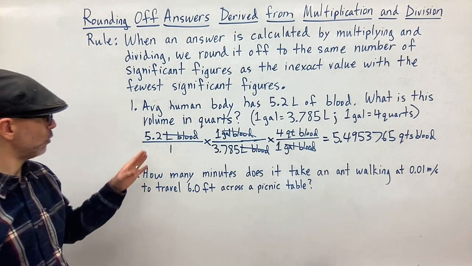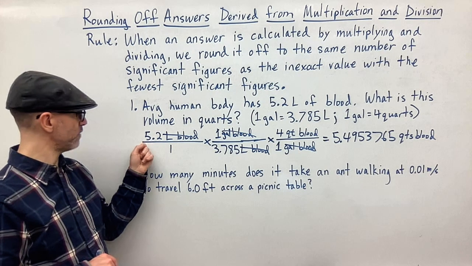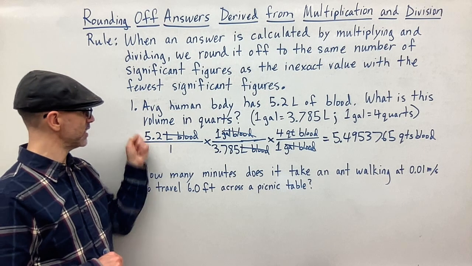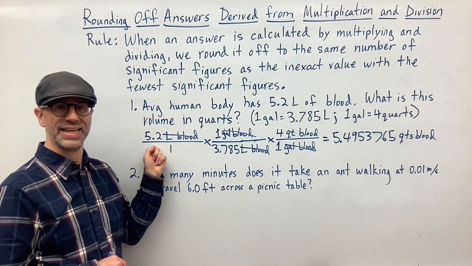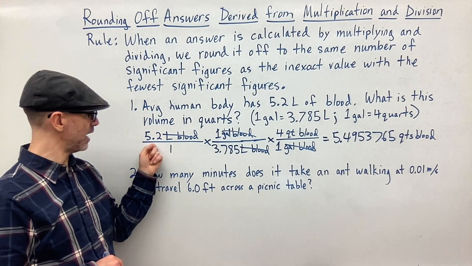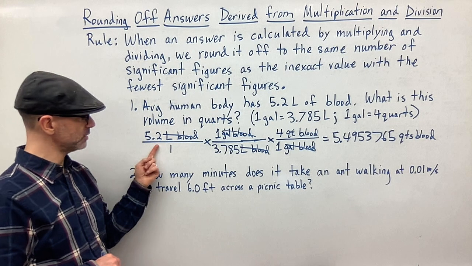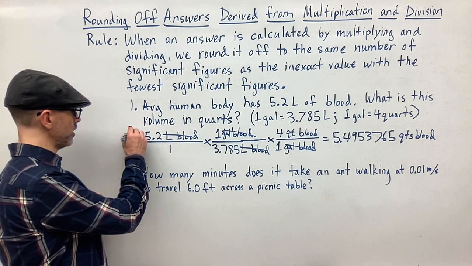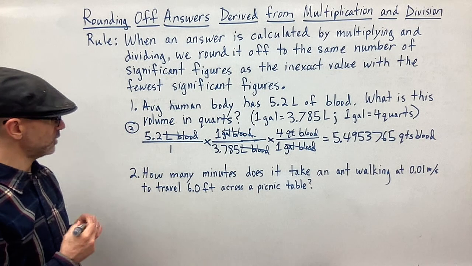So if we look at what we're given here, we start with 5.2 liters of blood. That is a given measurement. That's going to be inexact, so we have to pay attention to that. That has 2 sig figs, right? So we'll just put a 2 here. So that has 2 sig figs.